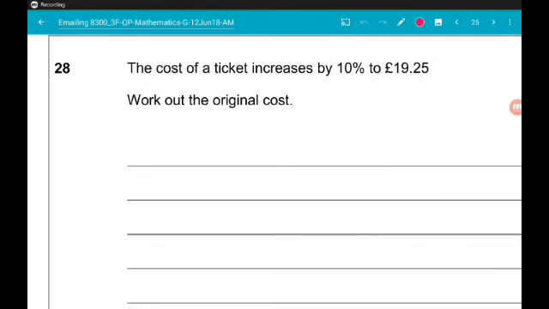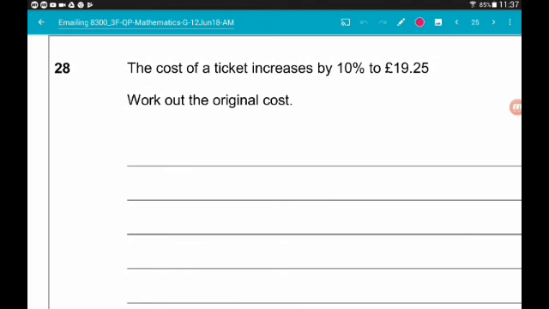Okay, question 28, the grand finale. So the cost of a ticket increases by 10% to £19.25p. We want to work out the original cost of the ticket. Now, a very common mistake here is that people will just work out 10% of 1925 and take that off. That's not what we do. This is reverse percentages, and I'll put my stuff on this down below.